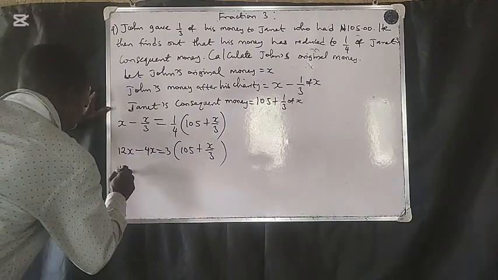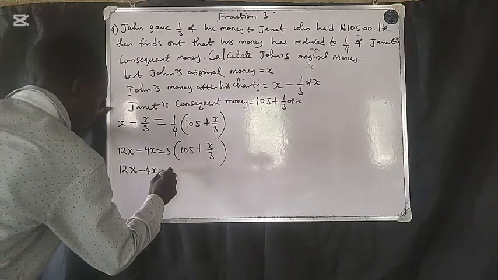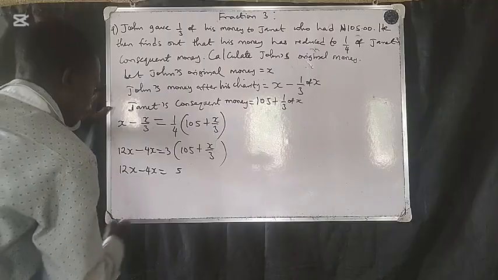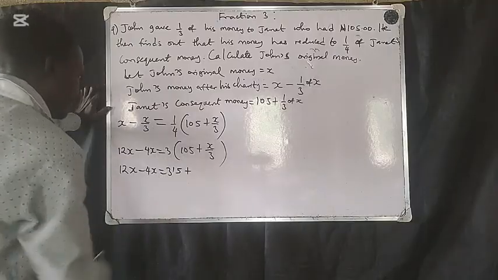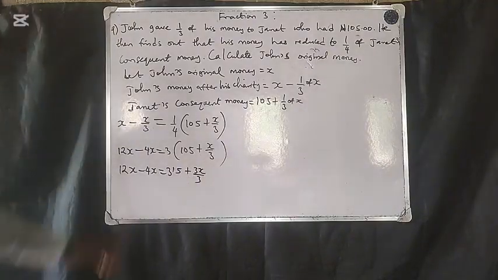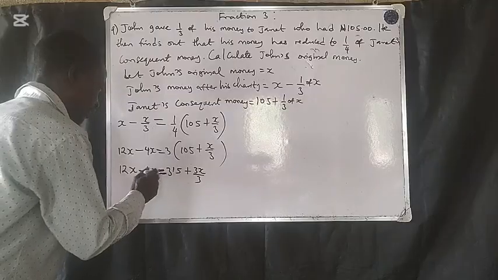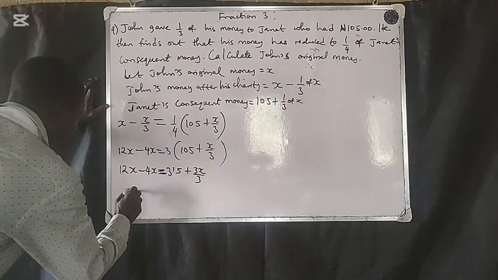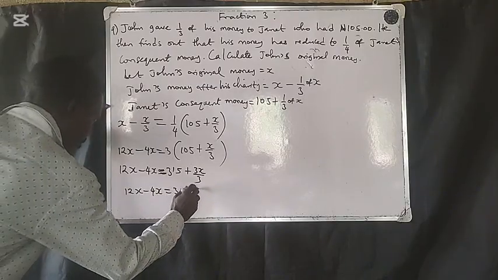So we say 12x minus 4x. 3 times 105 will give us 3 times 5, 15. 3 times 0, 0, plus that 1. 3 times 1 is 3. Plus 3 times x, that will be 3x over 3. And you can see that this 3 will cancel this 3. So it's as good as writing x. So let's write it this way. 12x minus 4x equals 315 plus x.